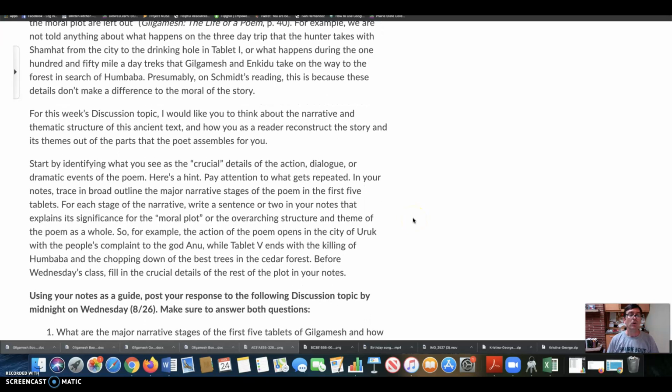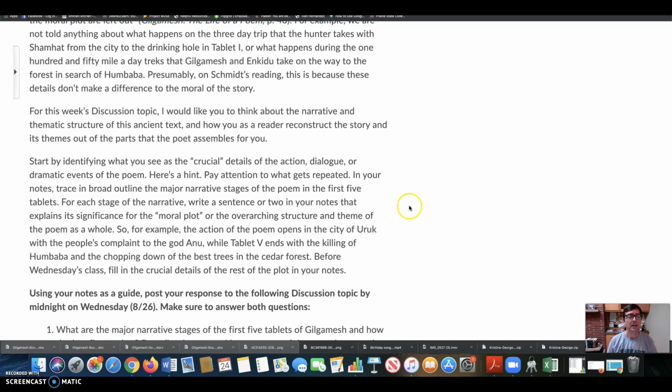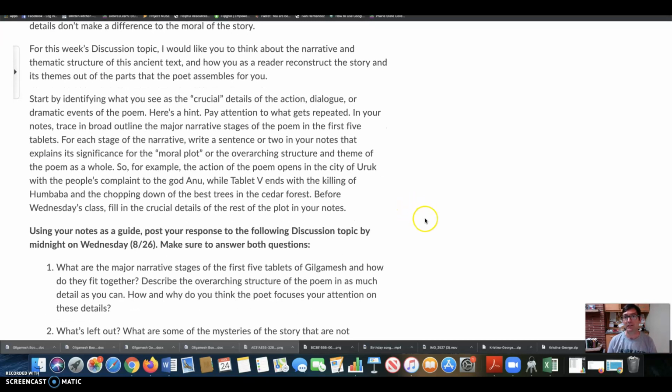Once you've got your notes written down, you can use them as a guide for answering the discussion questions. This is the part that I want you to post online. I don't want you to post all of your notes online, but once you've got your notes, you can use them to think about answers to these questions.